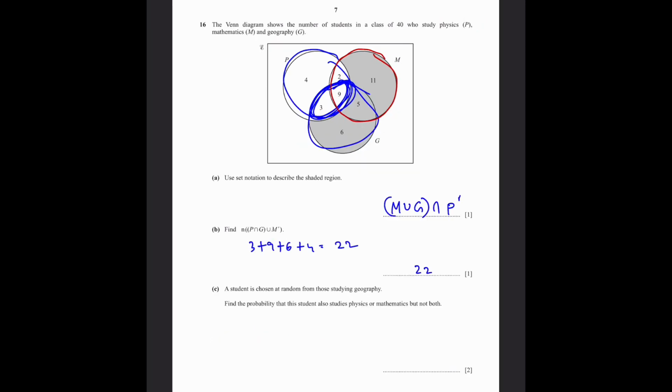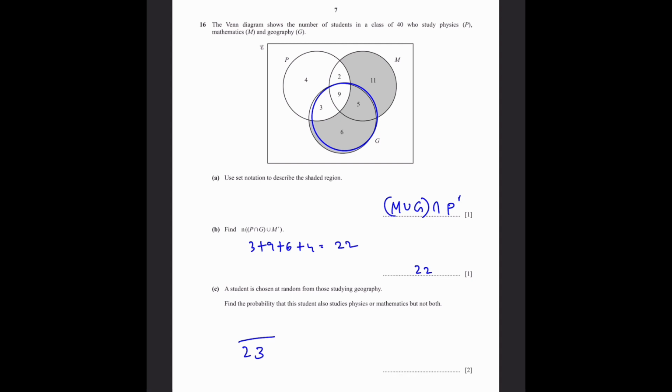A student chosen at random from those studying geography. Find the probability that the student also studied physics or mathematics, but not both. I'll erase these markings again. Now, geography is this circle. We can see it's 9 plus 5 plus 6 plus 3, which is 23 in total. 23 students. That'll be the denominator of the fraction for probability.